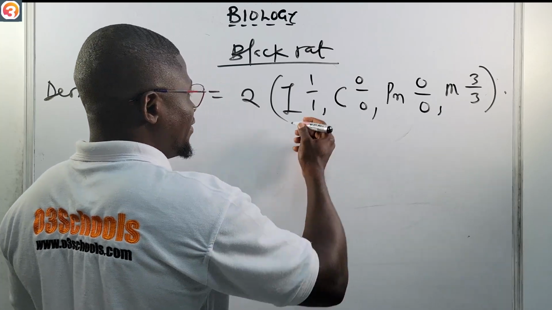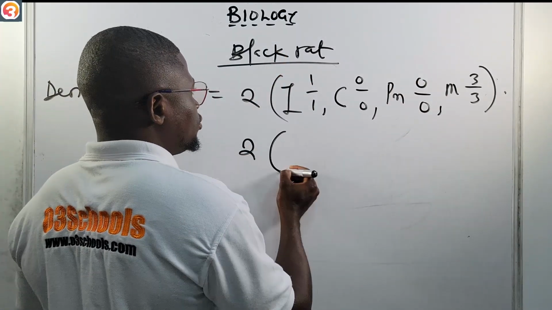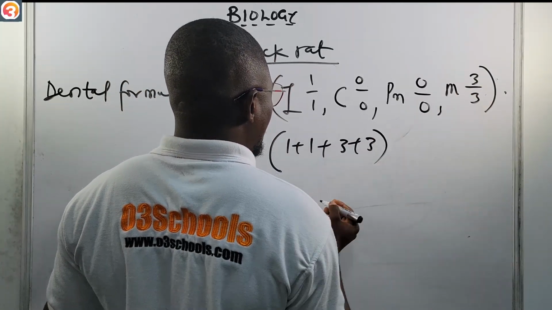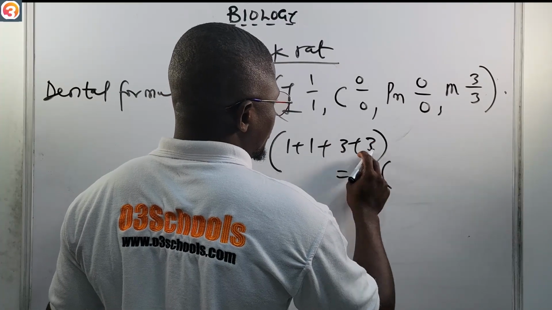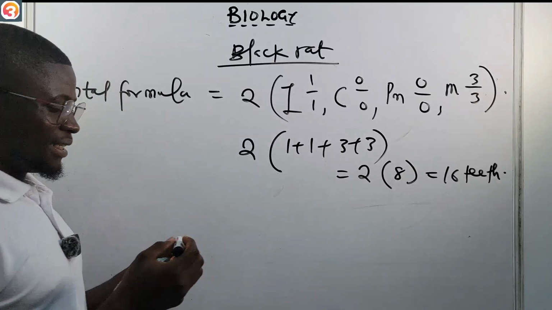Now let's find the total number of teeth for the black rat. Let's make this class a little faster. We have 2 into 1 plus 1, then plus 3 plus 3. That is 2 into 1 plus 1, 2, plus 3, 5, plus 3, 8. That will be 16 teeth. I think that is clear.